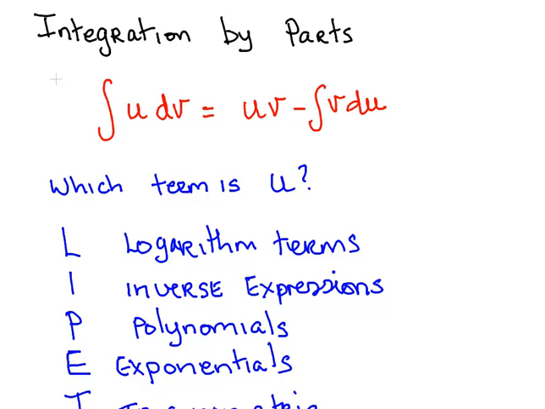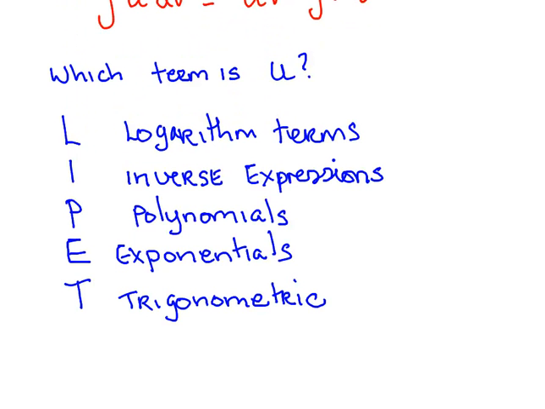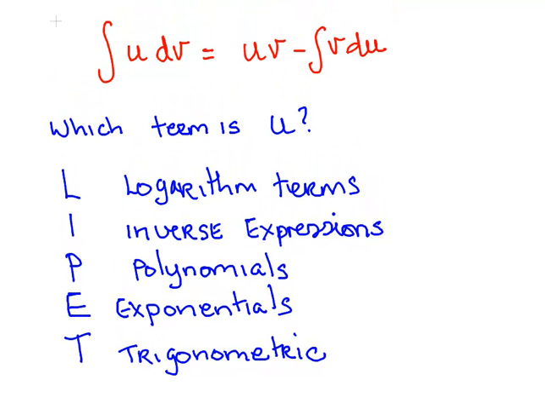Now, an important rule going through all of these presentations is the LIATE rule. It's how we determine which is going to be u and which is going to be dv. So there's a sort of order of precedence. Logarithmic terms come first, then inverse terms.